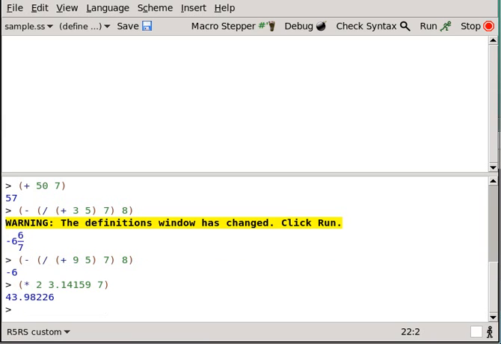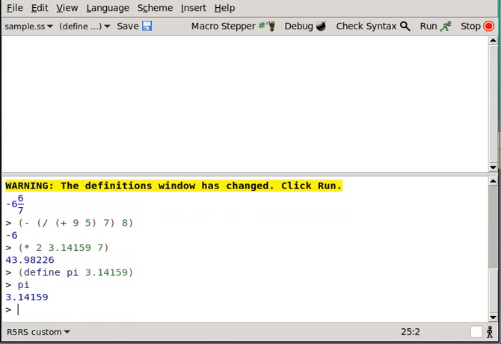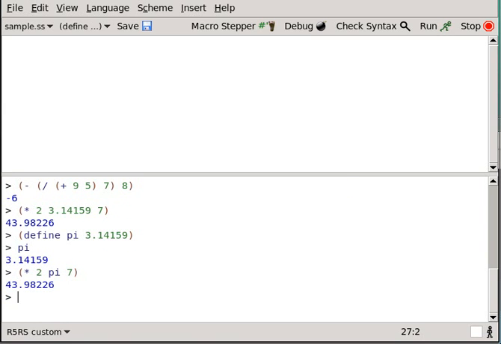But let's say we don't want to have to type in pi every time. We can define a variable named pi. Define pi 3.14159. Now whenever we type in pi, we get 3.14159. So we can just multiply 2 times pi times the radius, which was 7. There we go, we get the same answer.